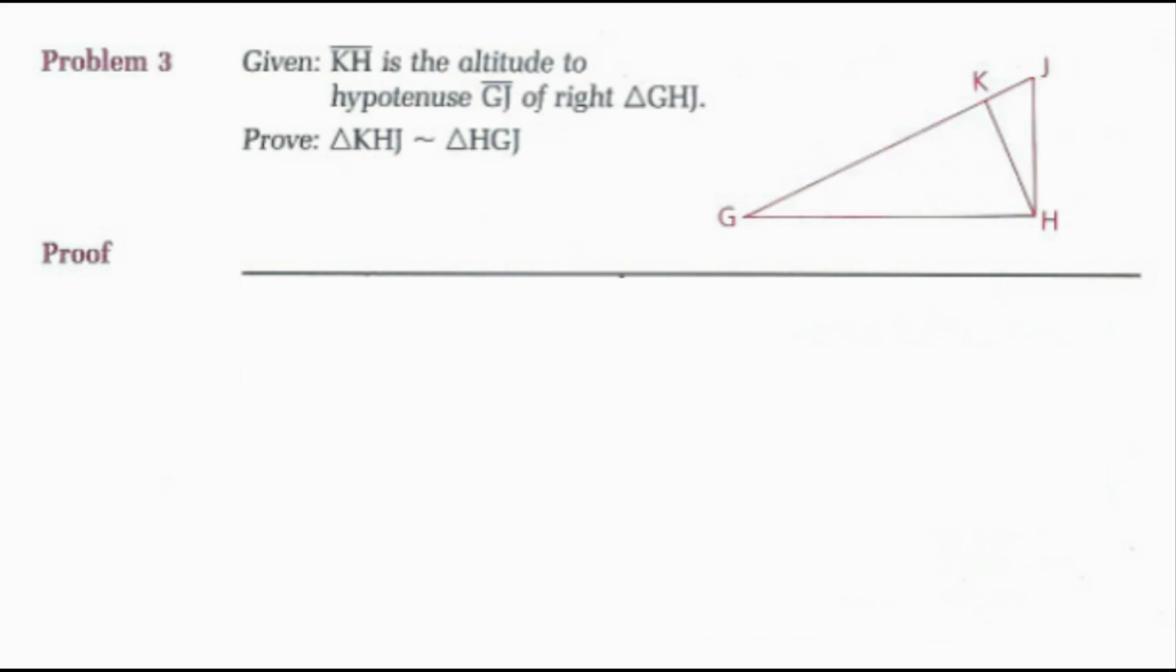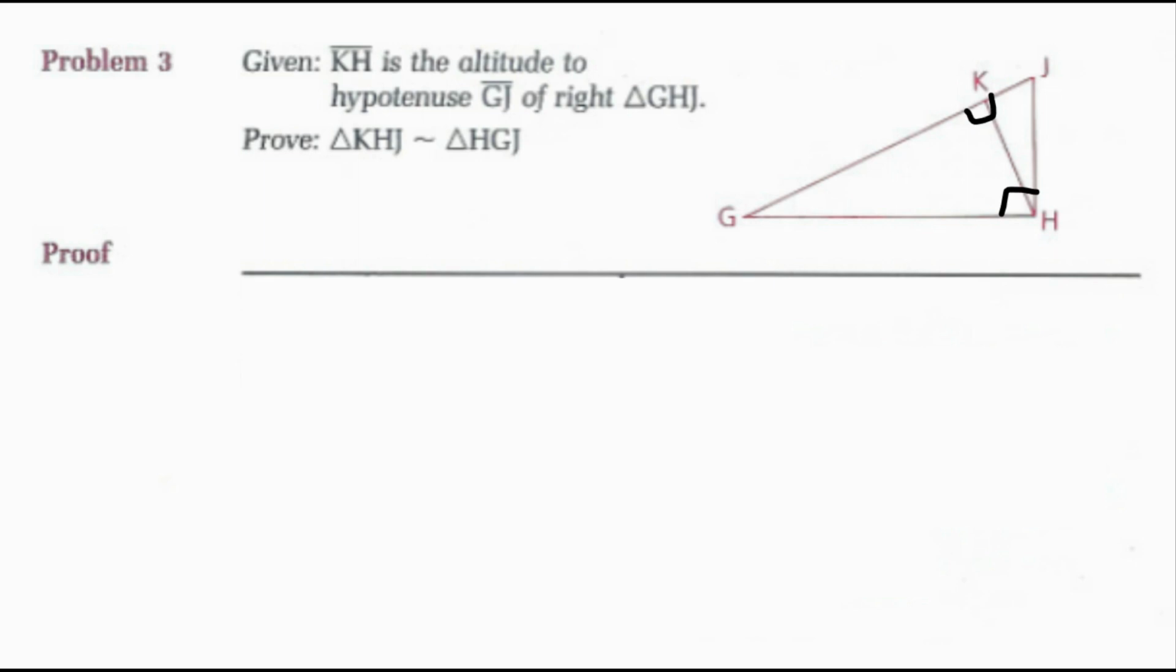Now I'm given that KH is the altitude to hypotenuse GJ. That would tell me that these two angles are right angles. If angle GKH is a right angle, that means that that triangle is a right triangle. And I'm also given that triangle GHJ contains a right angle. So if I show that these angles are congruent because they're both right angles, and we know that right angles are congruent, that gives me one angle.